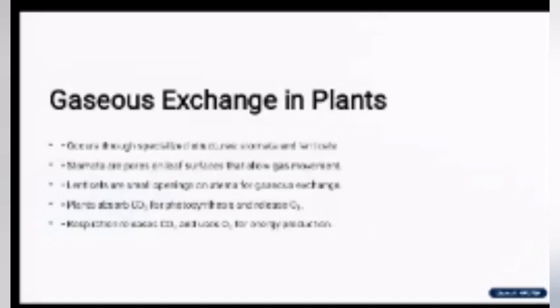Secondly, these openings can also be found somewhere else. They can be found in the stem. The ones found in the stems are called the lenticels. Now, plants absorb CO2, like I've explained earlier, for photosynthesis as they release oxygen. Respiration releases carbon dioxide and utilizes oxygen for energy production.